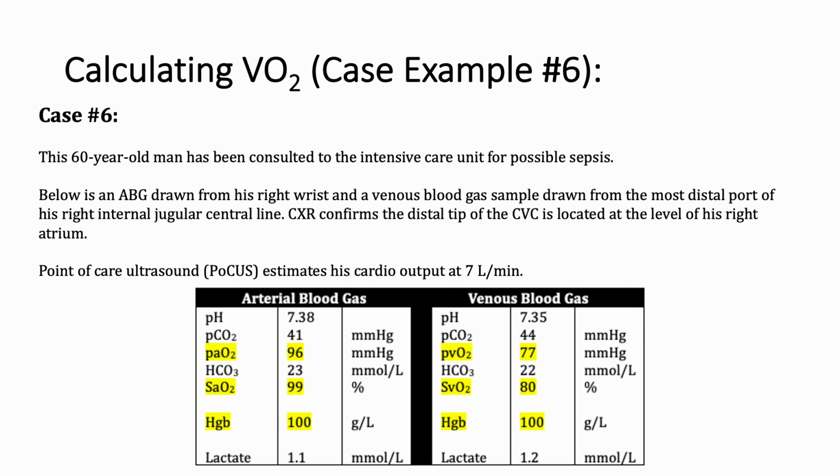Case 6 reads as follows. This is a 60-year-old man who's been consulted to the intensive care unit for possible sepsis. Below is an ABG drawn from his right wrist and a venous blood gas sample drawn from the most distal port of his right internal jugular central line. Chest X-ray confirms the distal tip of the central venous catheter is located at the level of his right atrium. Point of care ultrasound estimates his cardiac output at 7 liters a minute.